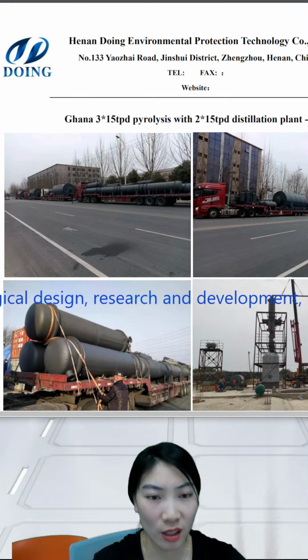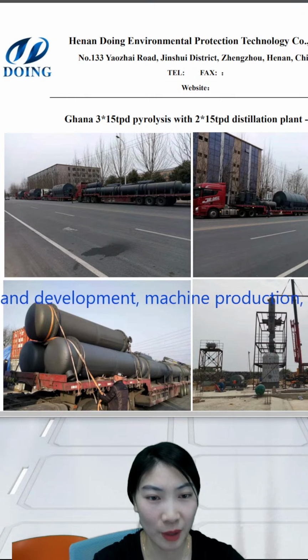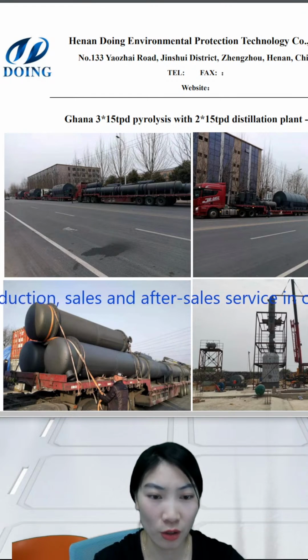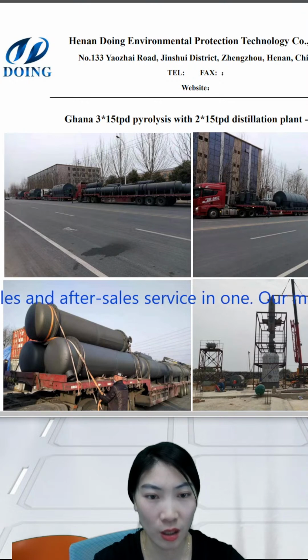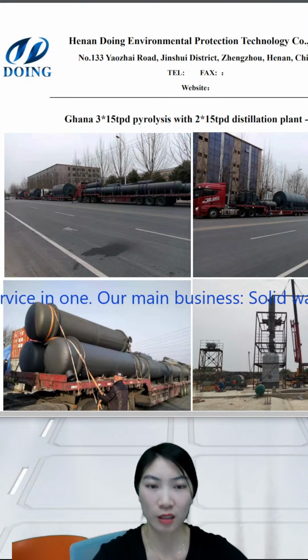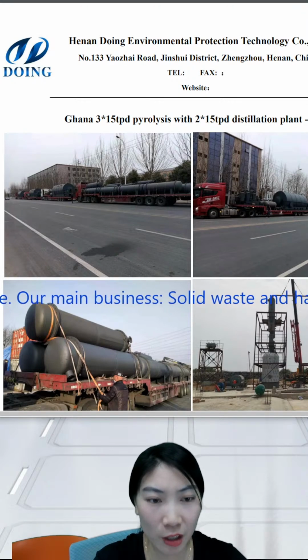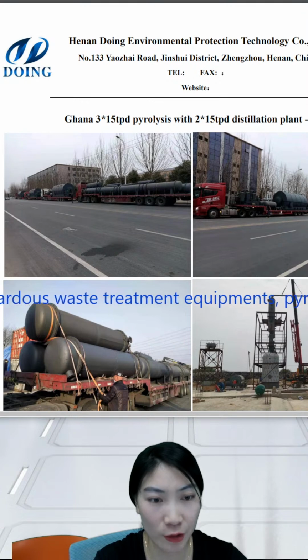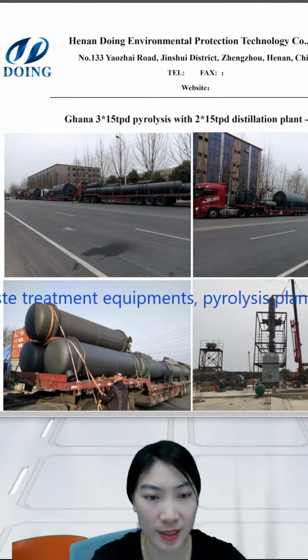Normally, as our clients' feedback, the price of diesel per liter is double that of heavy fuel oil. For example, the fuel oil, the tire oil, is about $0.5 per liter, but the diesel is about $1 per liter. So normally you can research your local market and check if you need to set up the oil distillation plant.